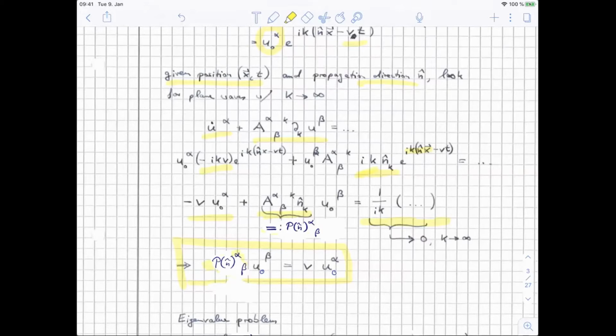And this eigenvalue problem will teach us what the shapes of the fundamental traveling modes are. That will be these coefficient vectors u0 beta, u0 alpha. And it will also tell us what the speed is of each mode, how quickly it propagates through the eigenvalue v, here in this eigenvalue equation.